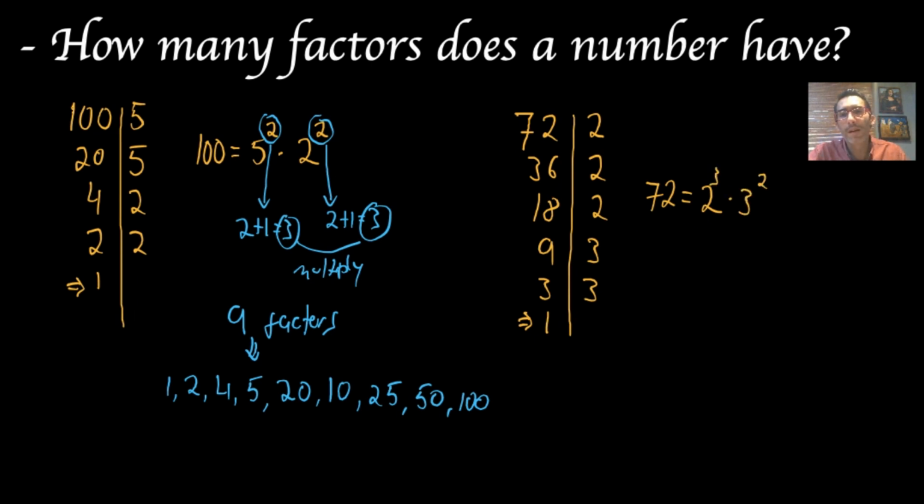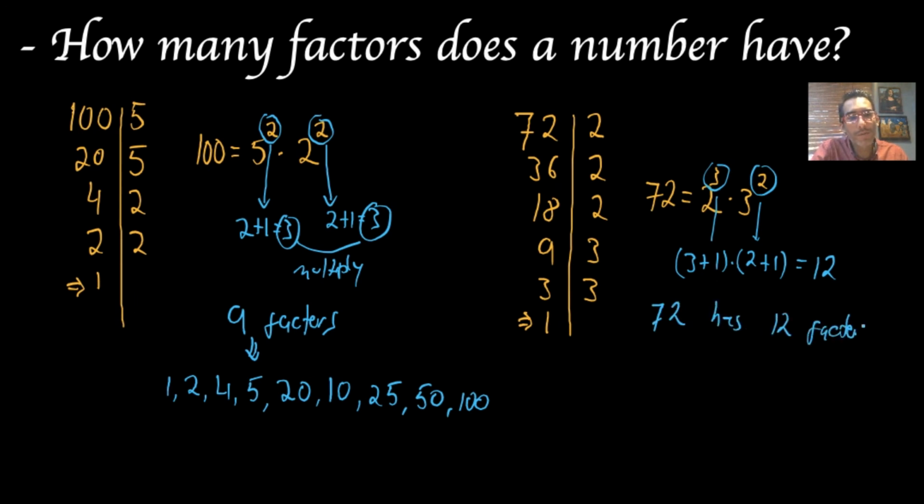Doing exactly the same as we did with 100, we take the exponent, in this case 3. So it's going to be 3 plus 1. And this we will multiply with this one. We do the same, 2 plus 1. Again, we add 1 to the exponent and we multiply. So 3 plus 1 is 4. 4 times 3, this whole thing will be 12. So what we're saying is that 72 has 12 factors.